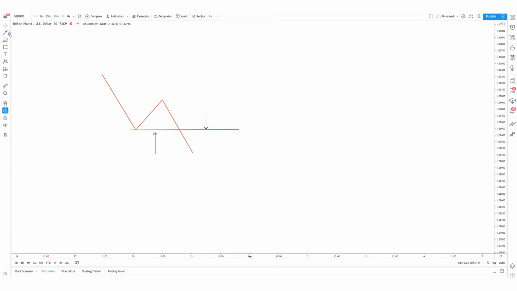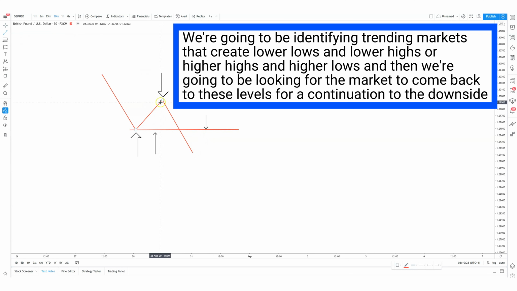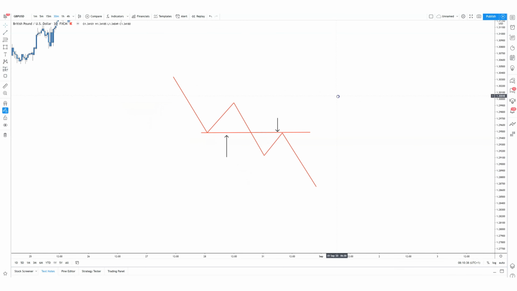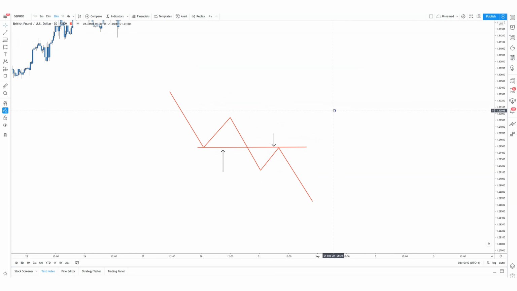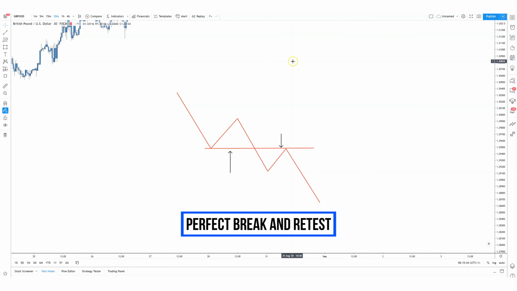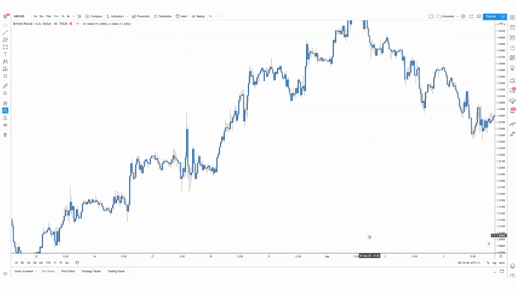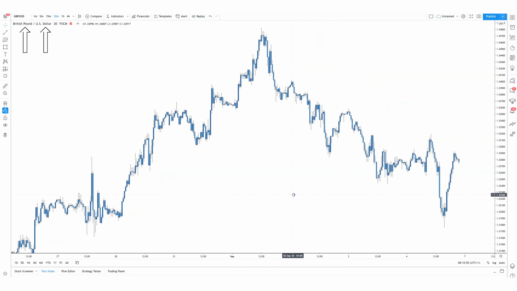And for our first pattern, we're going to be identifying trending markets that create lower lows and lower highs, or higher highs and higher lows, and then we're going to be looking for the market to come back to these levels for a continuation to the downside. So this pattern right here, I really want you to focus on, is classified as a perfect break and retest. So let's head to the charts and we're going to take a look at pound USD.